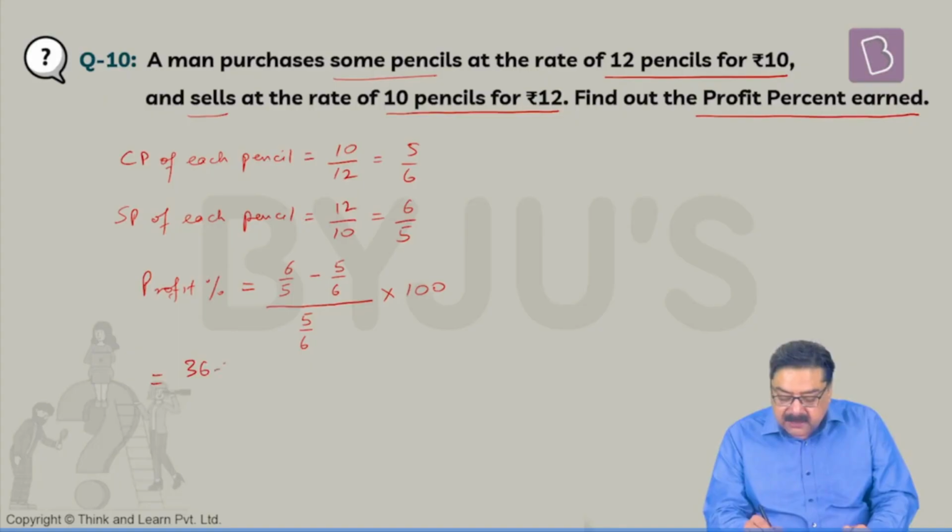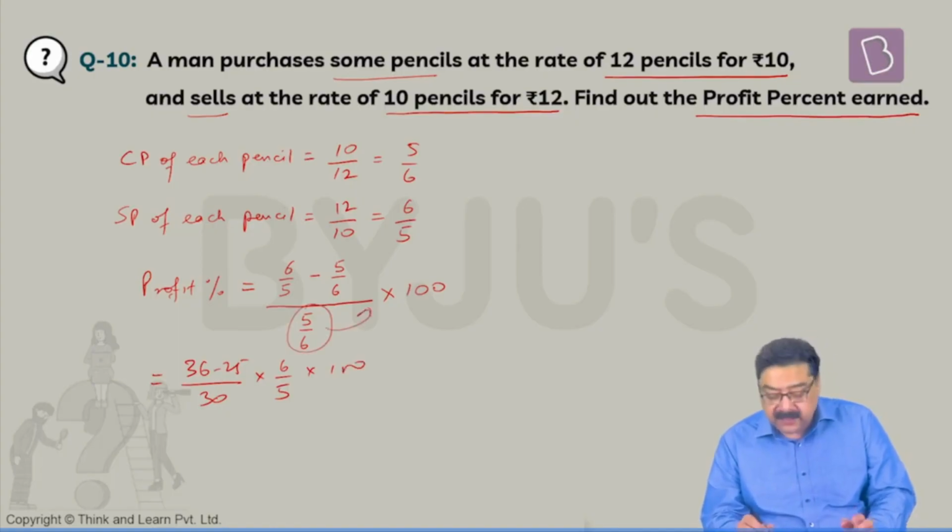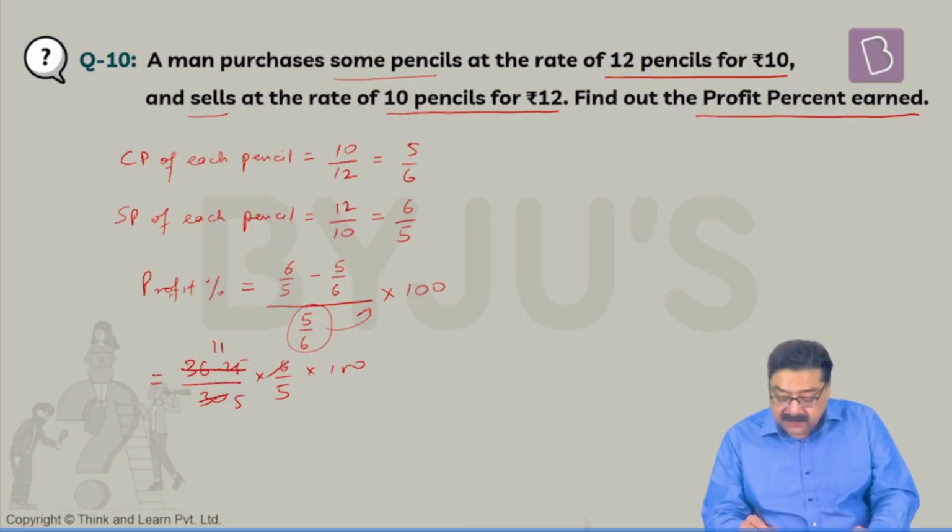So this is (36 minus 25) by 30 into 6 by 5 into 100. This 5 by 6 reciprocal we're taking up. So this 36 minus 25 is 11. 6 and 30 cancel by 5, and 5 into 5 is 25, into 4 is 100. So 11 into 4 is what we are left with. So there has to be a profit of 44%.